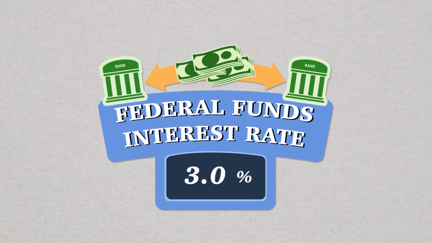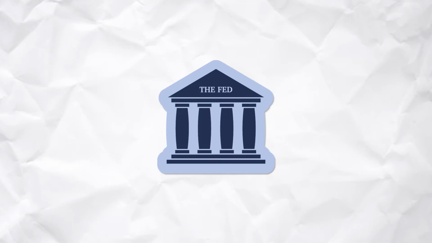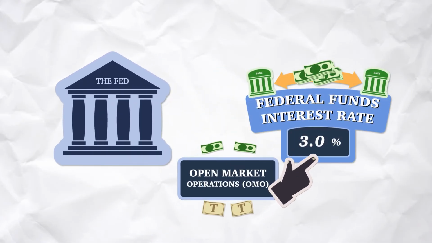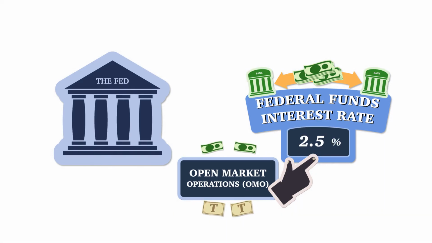The federal funds rate is important because the Fed tries to affect the federal funds rate by conducting something called open market operations, and through this tool, affects credit conditions and the rest of the economy.